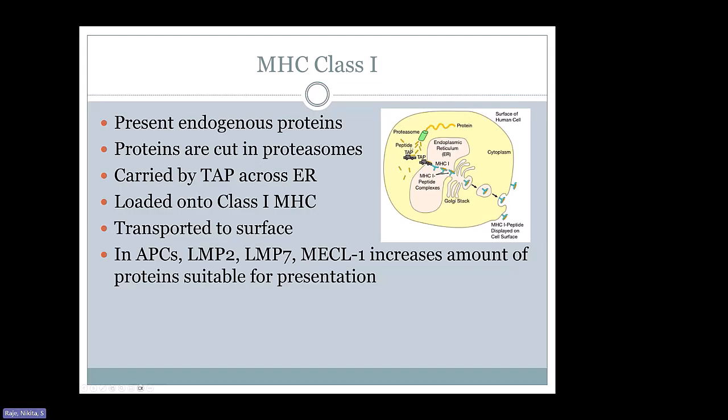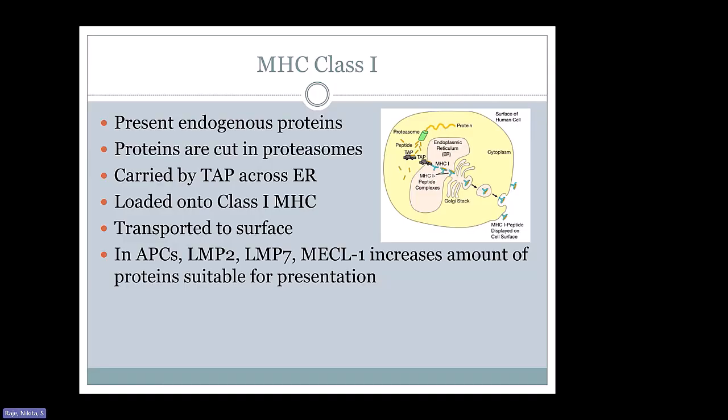Once the TAP transports the peptide to the endoplasmic reticulum, in the endoplasmic reticulum are freshly made class 1 MHC molecules. Those come and the TAP is bringing in the peptides, and the class 1 MHC gets loaded with that peptide. Once these MHC class 1 are loaded with the peptide, they go through the Golgi apparatus and then come to the surface of the cell, where they express that class 1 MHC bound to the peptide on the surface to present it to the T cells. That's your class 1 MHC pathway.